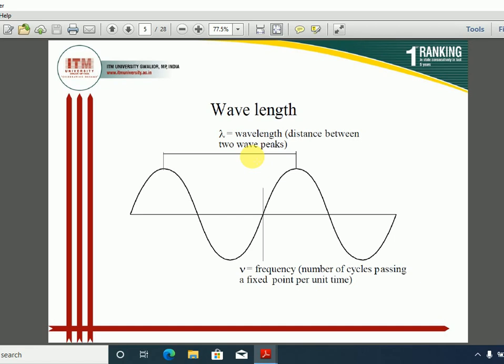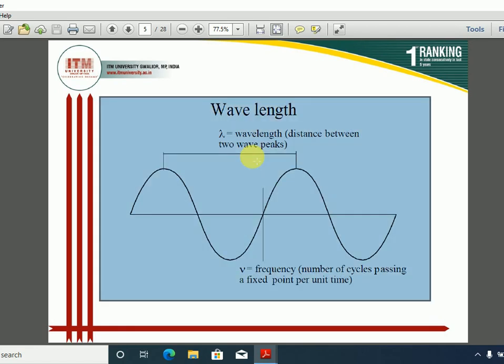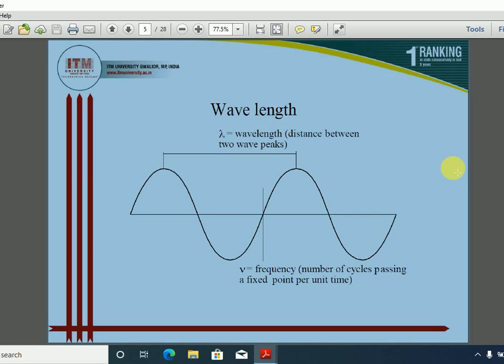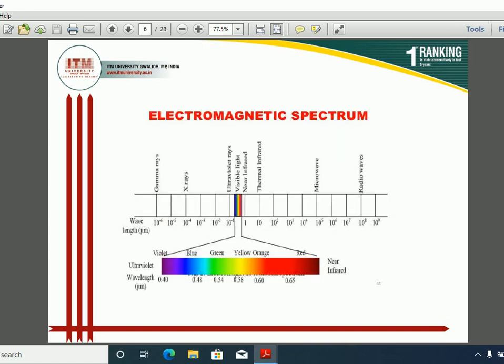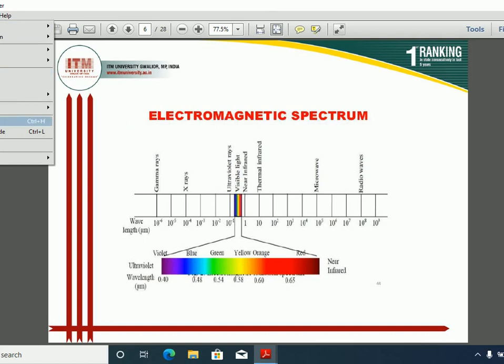The wavelength and frequency are two important things when we talk about light characteristics. Light is a form of energy, and the velocity of light is given by c equal to nu lambda. And what is c? c is the velocity of light, nu is the frequency, and lambda is basically the wavelength.